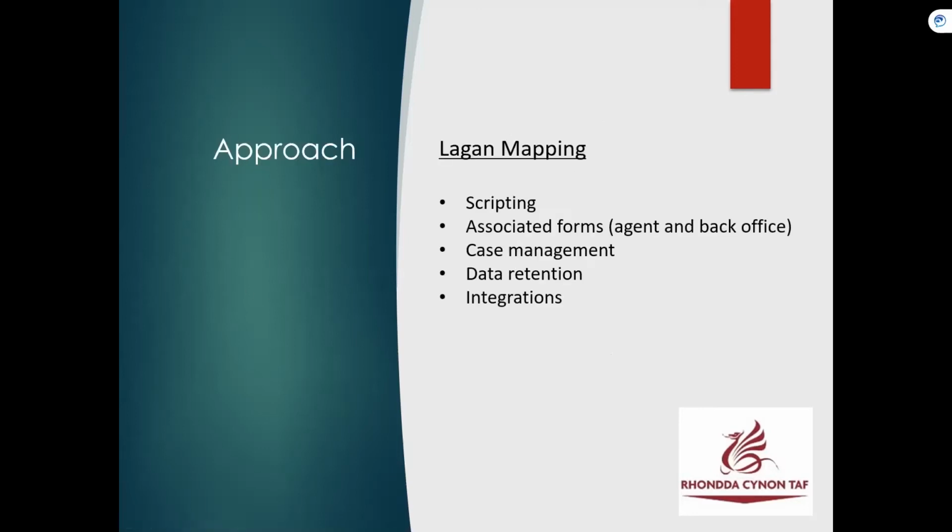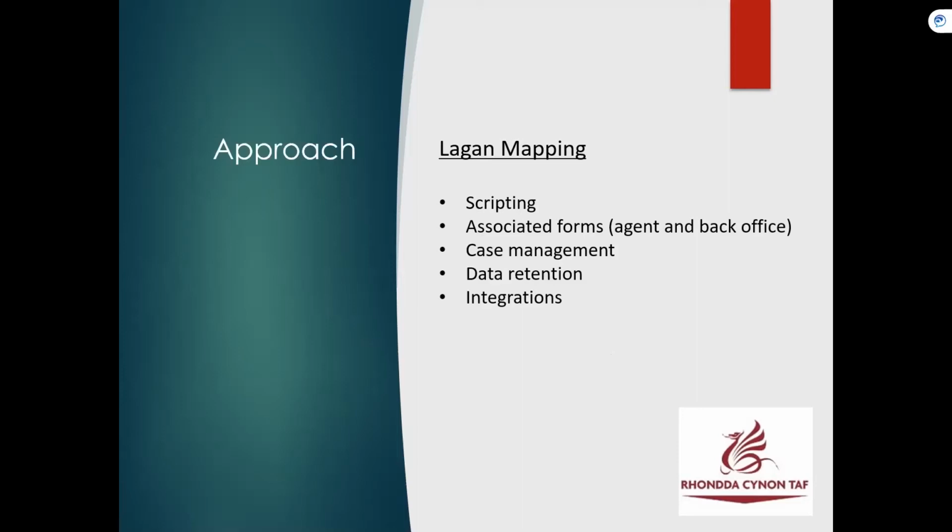So we had a team reviewing the 199 processes within Lagan, and we produced process maps on an individual process basis with all the relevant information required to replicate that process in GOSS. Actually, Lisa's on the call now. She was kind of heading up that section.